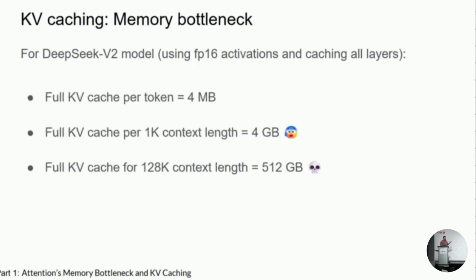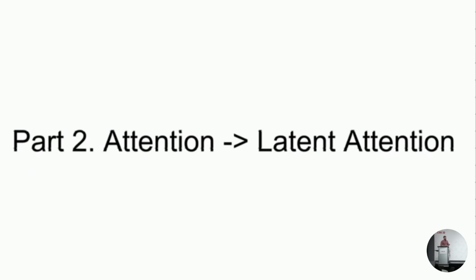The biggest GPUs you have are around 80 GB in memory. And this is just the KV cache. We are not even considering the model, the data, or anything. So clearly, this is not possible. So how do we solve it? And this is where latent attention comes in.